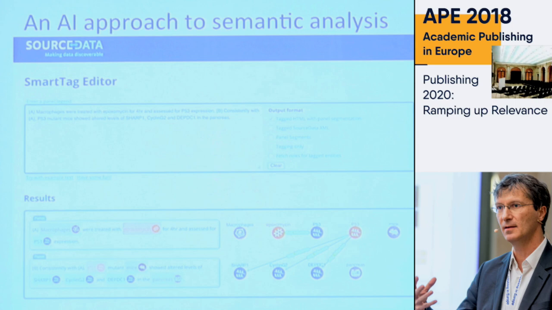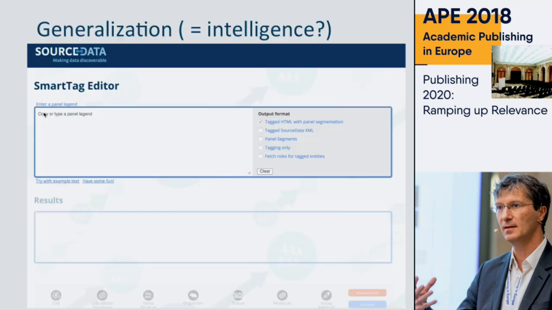Now, one value of machine learning and deep learning in particular is the ability to generalize beyond the examples that we have presented. And I couldn't resist making a little example of that.